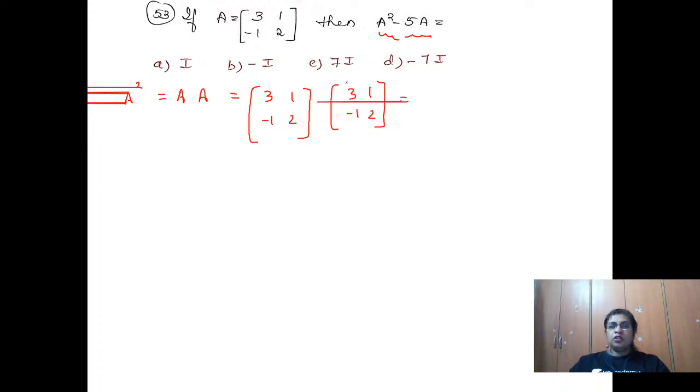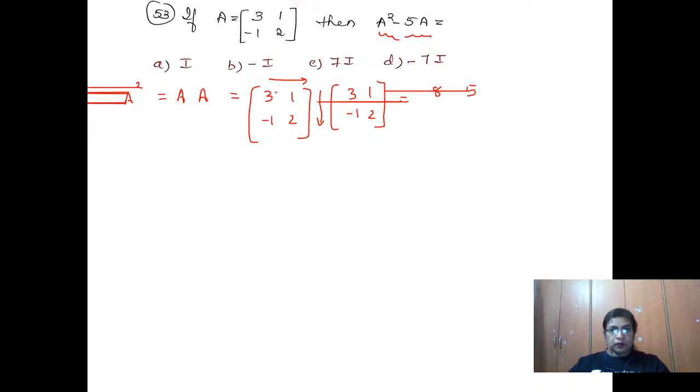So how to multiply: first row with the first column. 3 3s are 9, minus 1, so you are getting 8. Hope the multiplication is clear. Okay, like this arrow mark. 3 3s are 9 minus 1, so it is equal to 8. Next, first row with the second column: 3 plus 2. So you are getting 5.